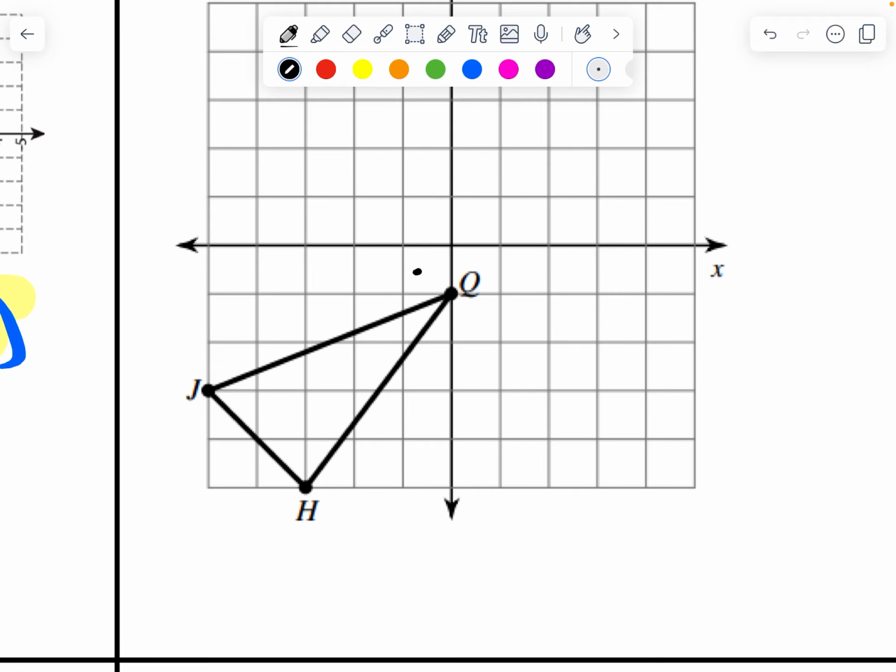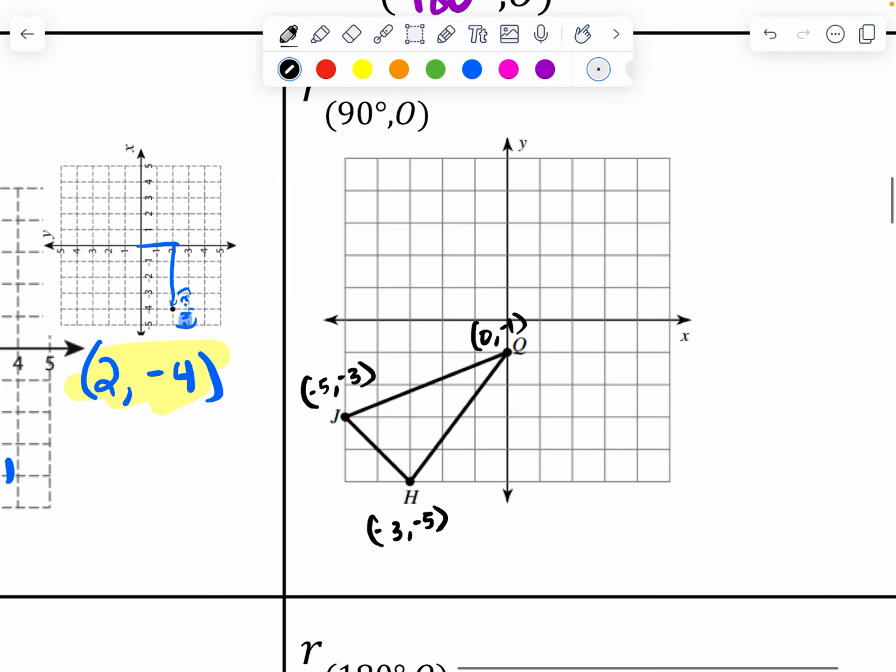So Q is at 0, -1. J is at 1, 2, 3, 4, 5 over, -1, 2, 3 down: that is -3, -5. And H is at 1, 2, 3 over, 1, 2, 3, 4, 5 down: -3, -5. All right, we're going to rotate each one of these points 90 degrees.